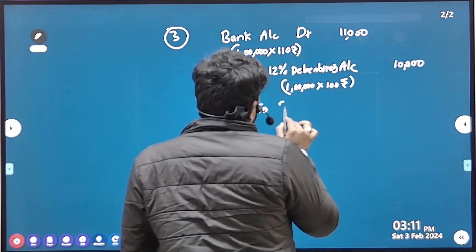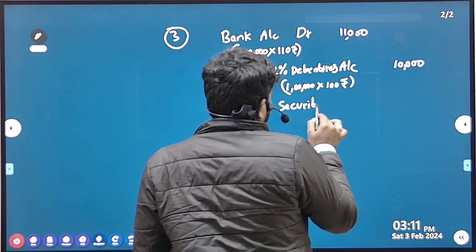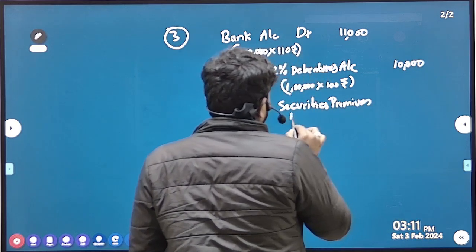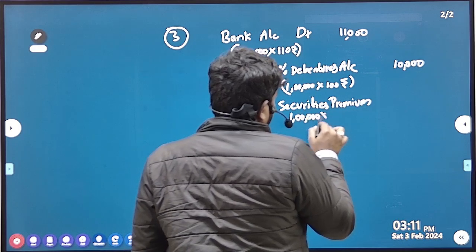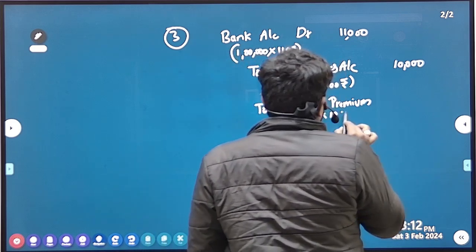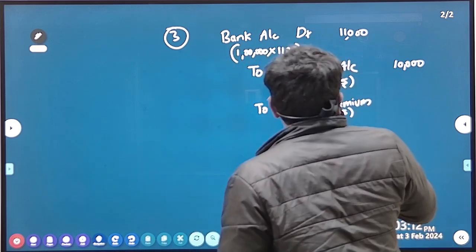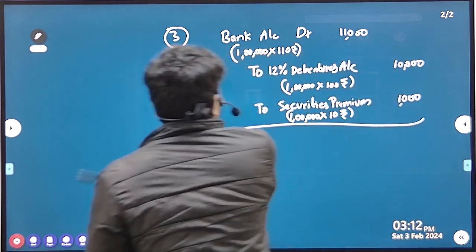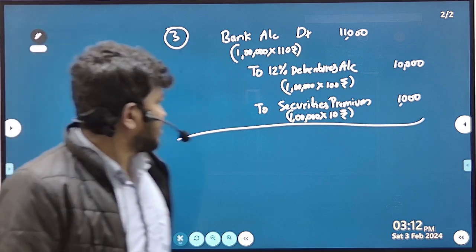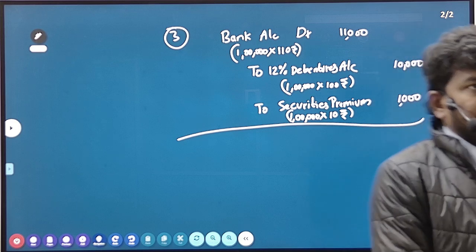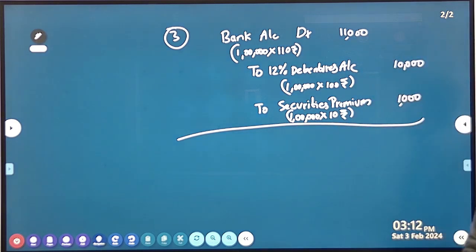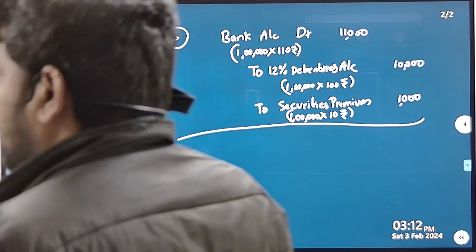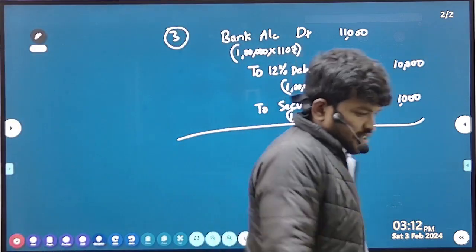To securities premium. We have already discussed this securities premium part. How much was the premium? ₹10 per debenture. Total comes to 10 lakhs. Okay. 10 lakhs in thousands it is 1,000. This is the third entry. Debit and credit should match, 11,000, 11,000. Clear?